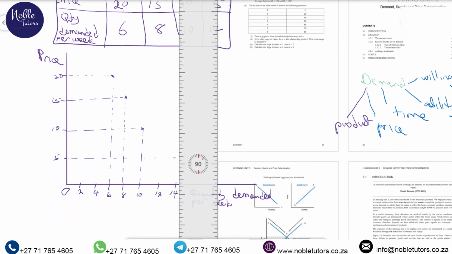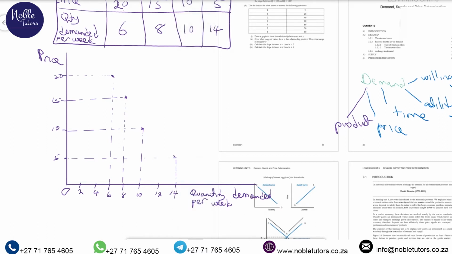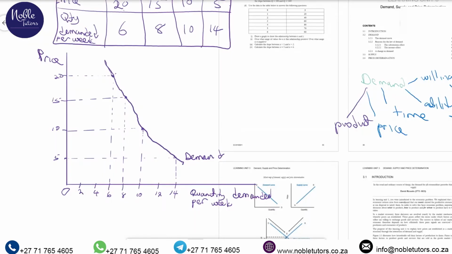Fourteen is here. Then I mark this point. Okay. Now by joining these points, I get what is called the demand curve. This is how the demand curve is drawn.